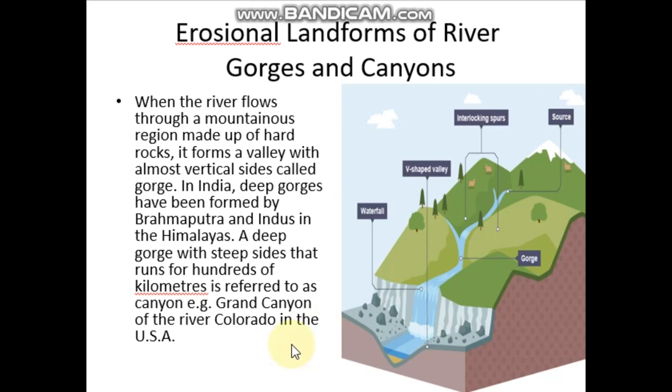So, what do you mean by gorges and what do you mean by canyons? Gorges means when the river flows through a mountainous region made of hard rock, it forms a valley with almost vertical sides called a gorge. And what do you mean by canyons? A canyon is a deep gorge with steep sides that runs for hundreds of kilometers. Example, the Grand Canyon of the river Colorado in the USA.